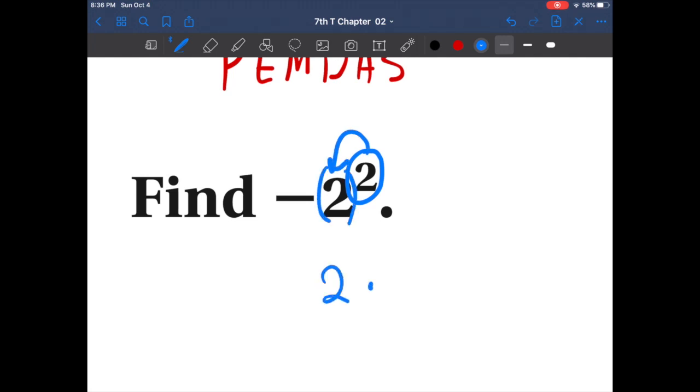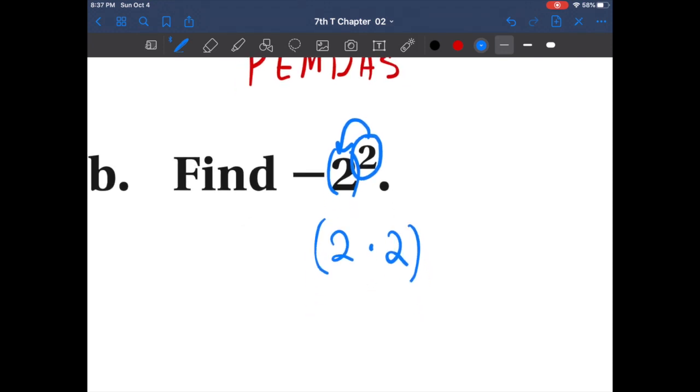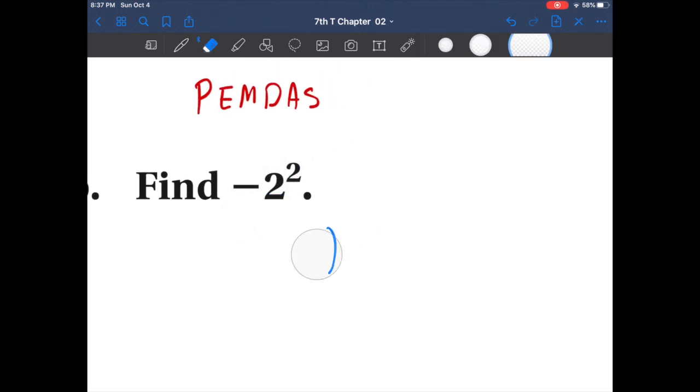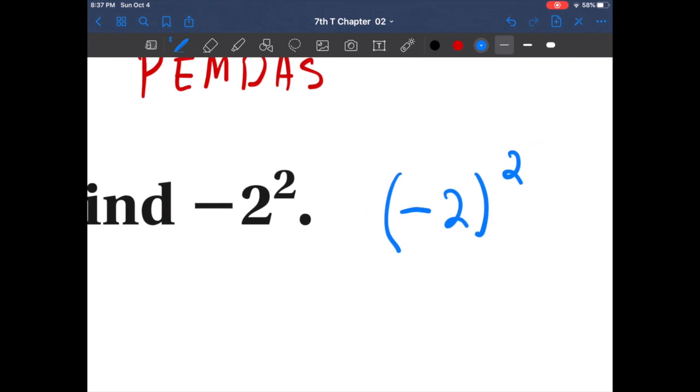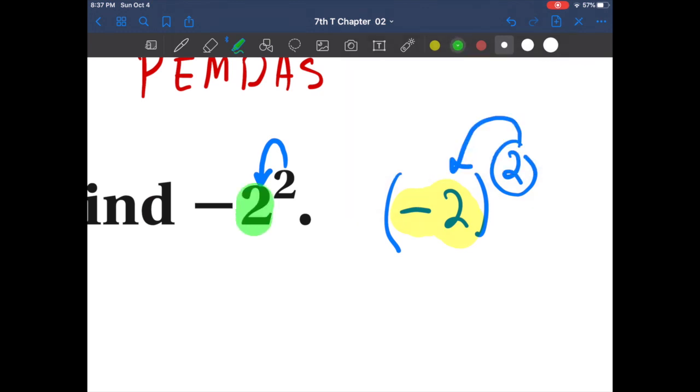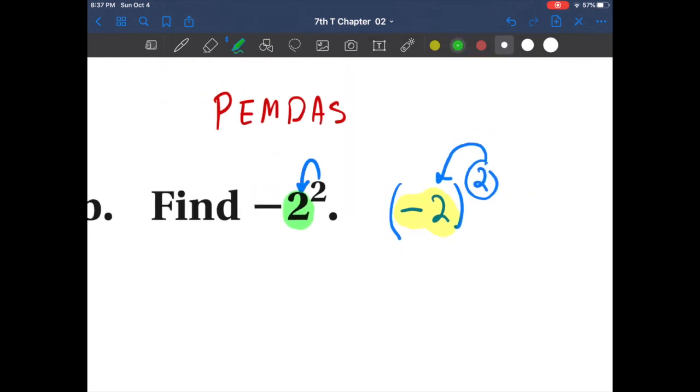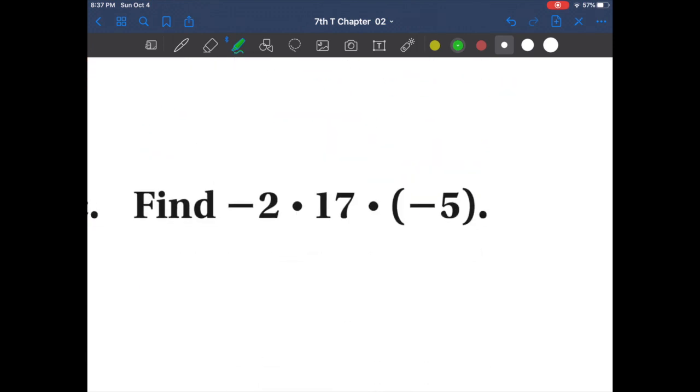So we're going to do this first. 2 times 2, and that's going to give me 4. So we just did that, and then that negative sign just drops down. That means that's -4. Notice the difference, ladies and gentlemen, between this one and the one before. What's the difference here? This is telling me I have 2 of these things right here, 2 of that. Whereas this one is telling me I have 2 of just a 2, okay? That's the difference. The more we practice this, the better we will be at it. So how about we try another one?